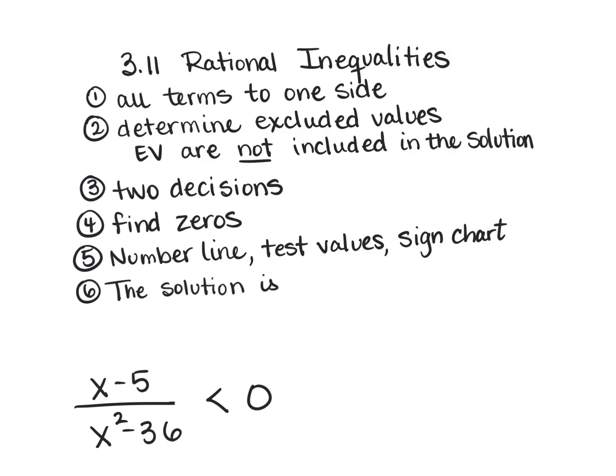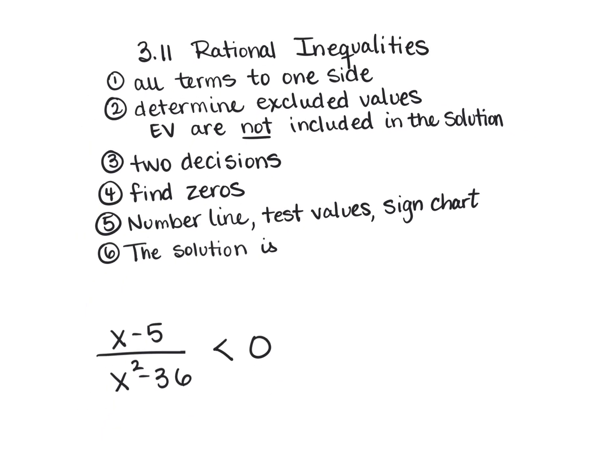The beginning of these looks very similar. You have to get all the terms to one side. You want to make one big fraction if there are multiple fractions. You want to then determine excluded values. These are not included in the solution set, and these are things that make your denominator equal to 0. Then you're going to make your two decisions just like we did before. Find your zeros, use the number line, test values in the sign chart, and then write down the solution. So these work a whole lot the same way. It's just that you've got those added excluded values that you have to consider.